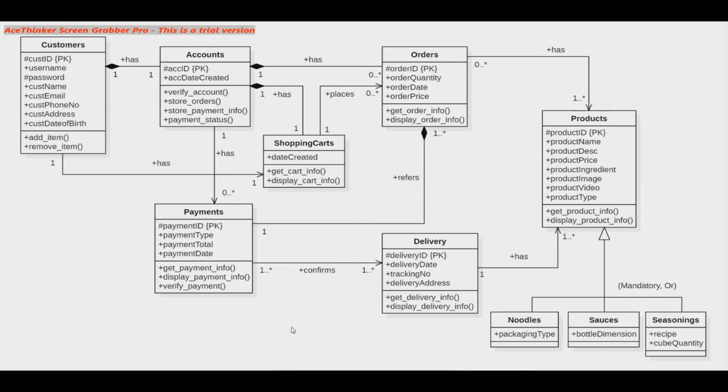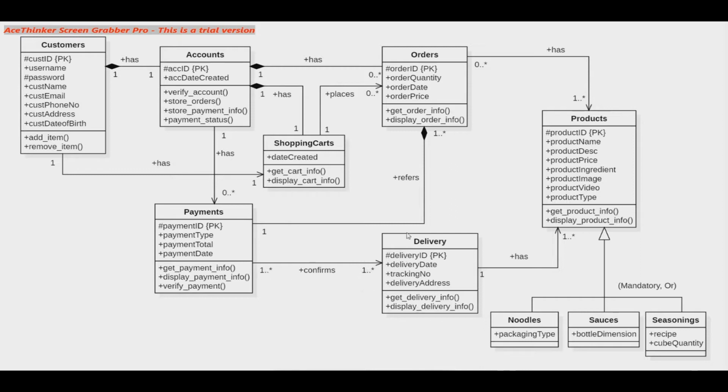Once the customer has made payments, the payment will be referred to the order details that have a description about the products chosen by the customers. One payment can refer to just one order or multiple orders if the customer decides to place orders for several items at the same time, meaning they are planning to buy in bulk. Payment also confirms the delivery. One payment can have multiple deliveries if they have multiple addresses.